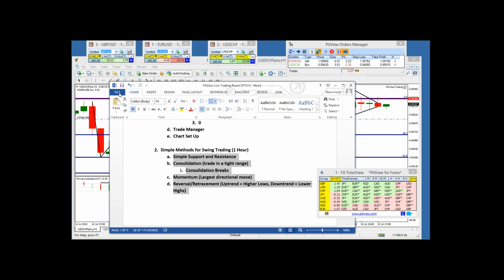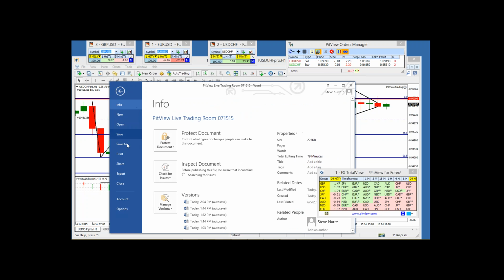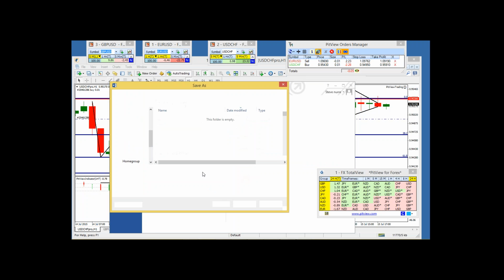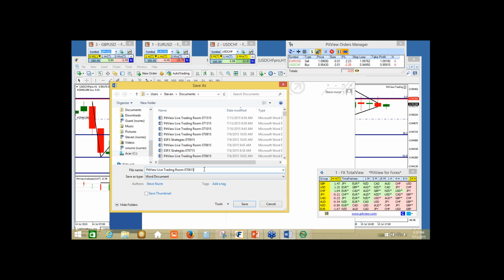Let me go ahead and save this, by the way. And we'll continue on with some of these trading sheets on Friday. PitView swing trading.